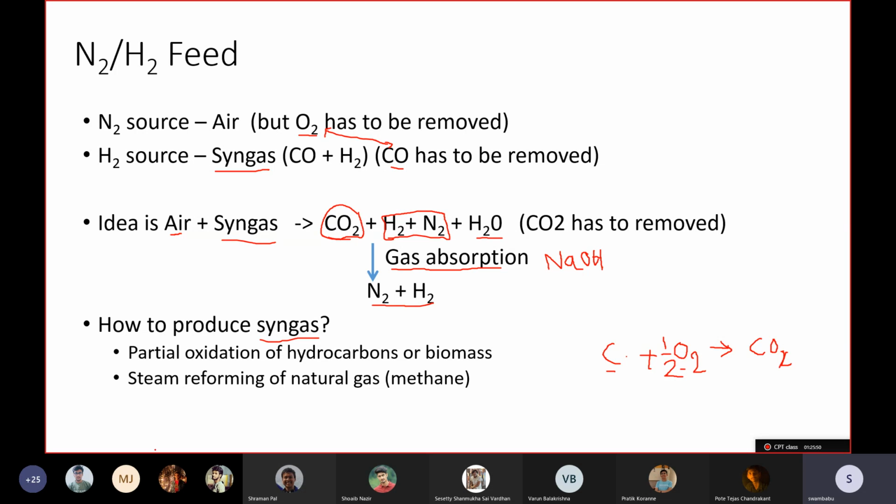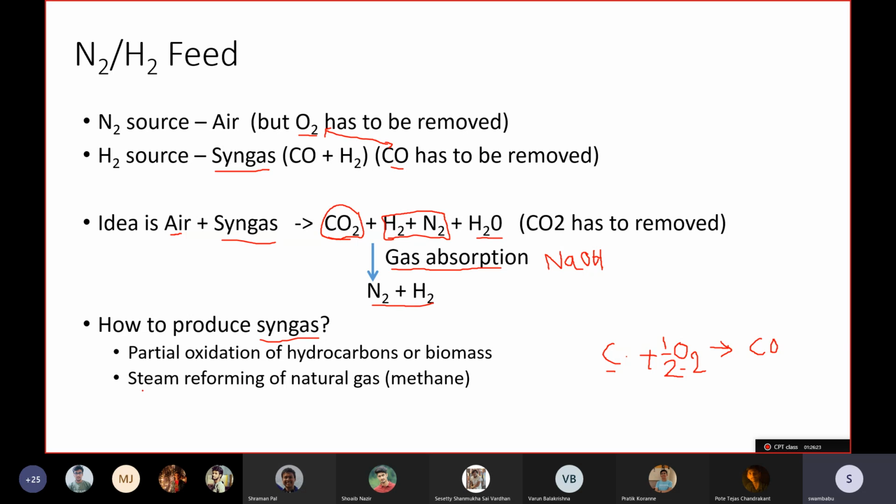So if, instead of one O2, I use half O2, then I will get CO. So this is less than for the complete oxidation or complete combustion. If you introduce lower amounts of oxygen than required for complete combustion, that is called partial oxidation. So partial oxidation of either hydrocarbons or biomass can also produce syngas.